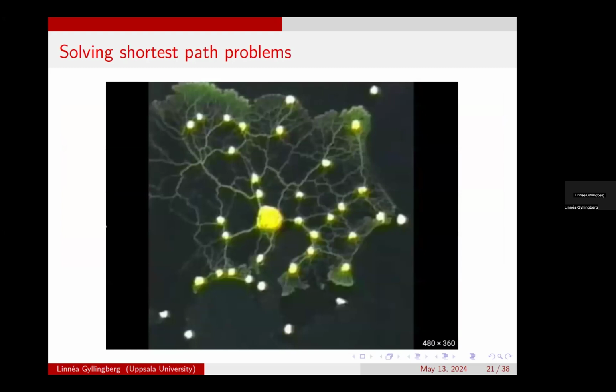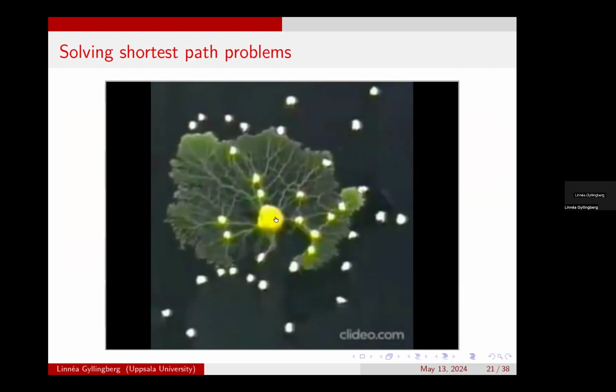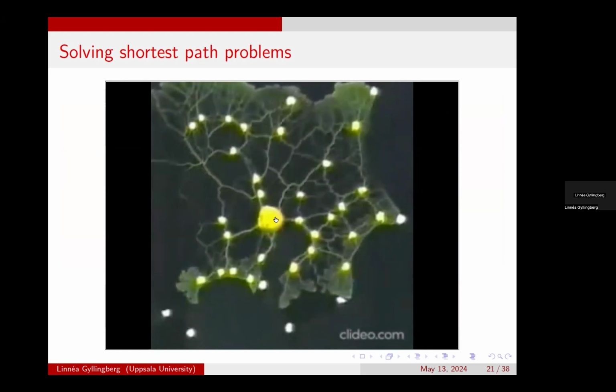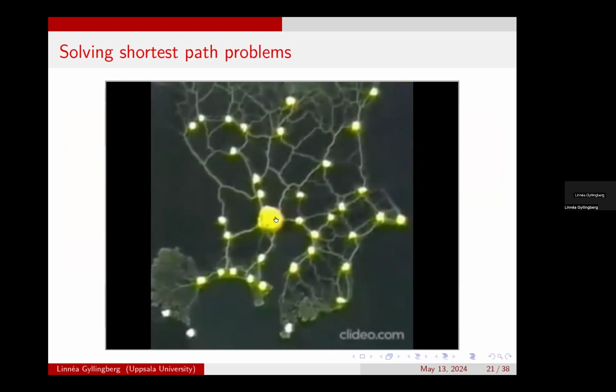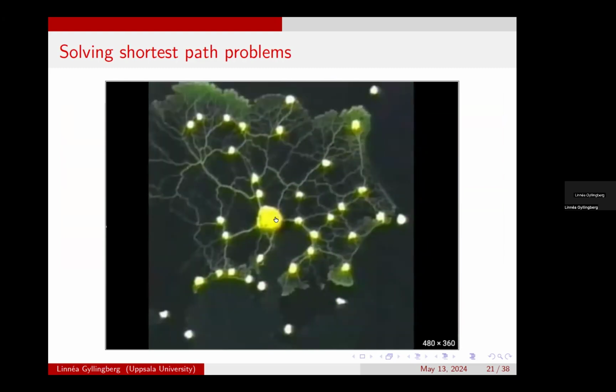Well, first I also had a video so you can see in this experiment how it actually happens. This is very much sped up. It moves around and after a while it settles to the shortest path between these food sources. So this is how it happens. But this takes days to actually perform, so this is very much sped up.